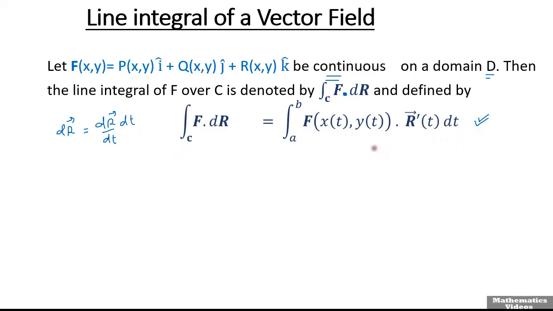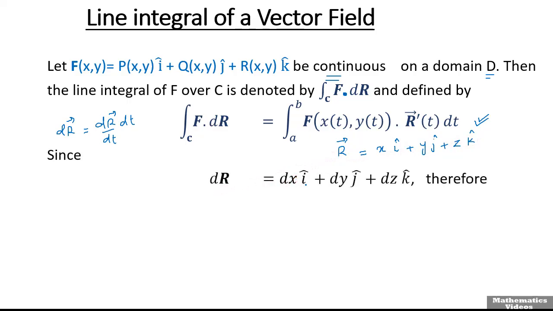We can find another definition, for which note that the parametric representation is r of t equal to x of t, I'm not writing the dependence of x on t, i unit vector plus y j unit vector plus z k unit vector. Now take the differential on both sides, we get dr equal to dx i unit vector plus dy j unit vector plus dz k unit vector. The components of f are p, q and r, and the components of dr are dx, dy and dz.